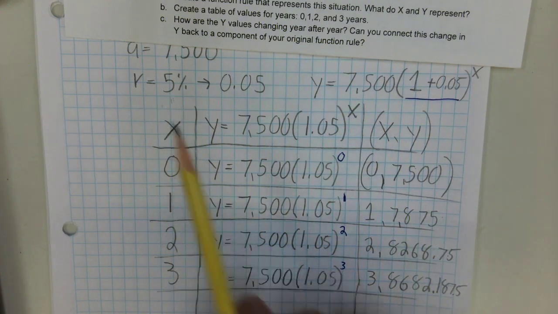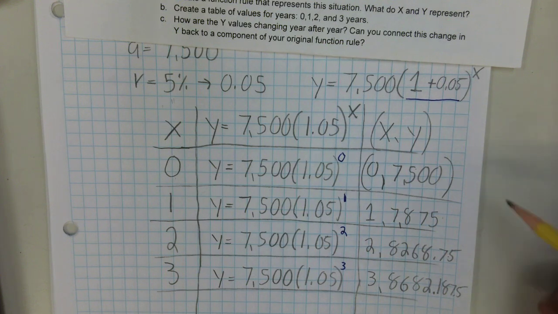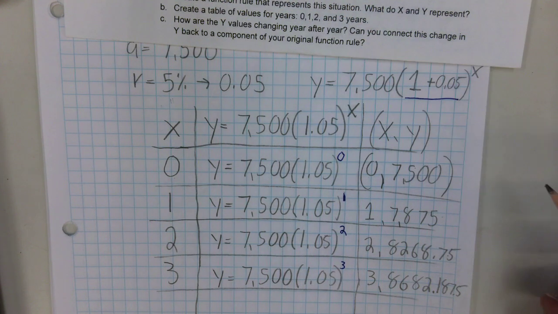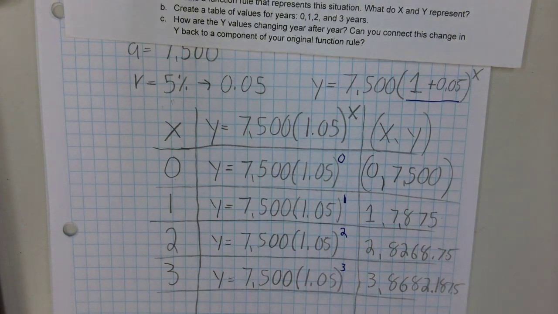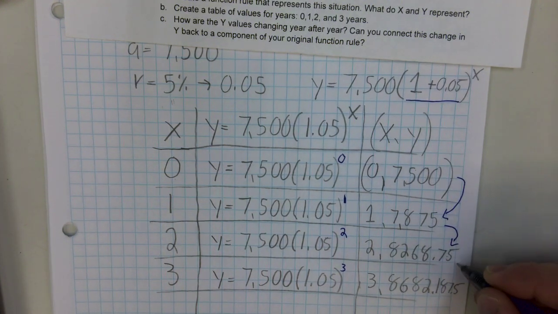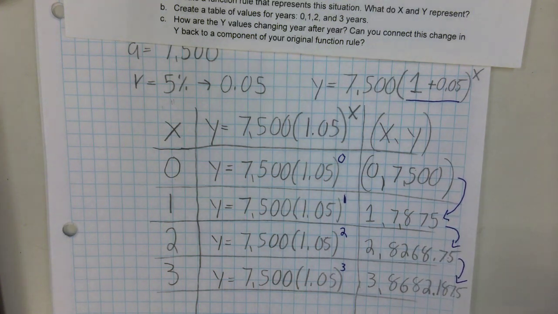It makes sense that my y values are going up because it's increasing by that 5% every year. Now I'm bringing up the y values because that's what the letter C is asking for. How are the y values changing year after year? So we want to see what's going on from year to year. And remember, we want to use multiplication or division to see what's happening.